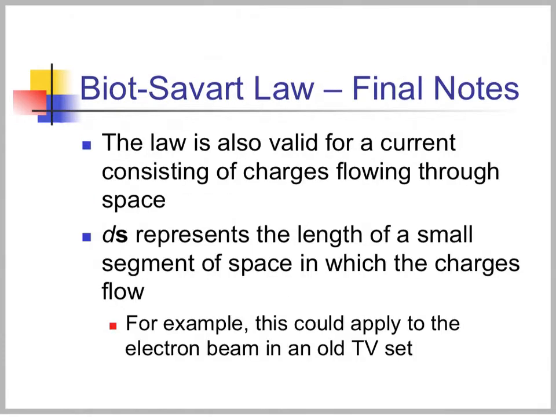So this law is valid for current flowing through space, not just current flowing through a wire. ds represents the length of a small segment of space through which the charges flow. For example, in an older style television set where we had a cathode ray tube or a CRT, we had an electron beam flowing through space. Well, there was no wire, we just shot electrons at the phosphorus screen. Those moving charges still create a magnetic field.